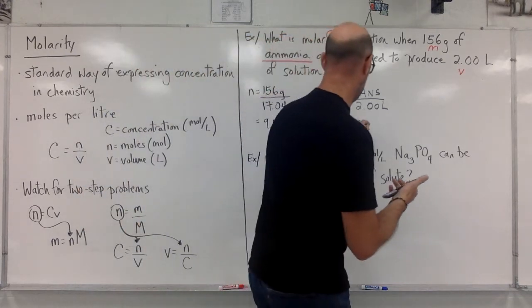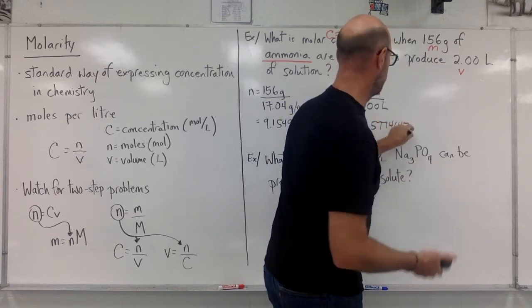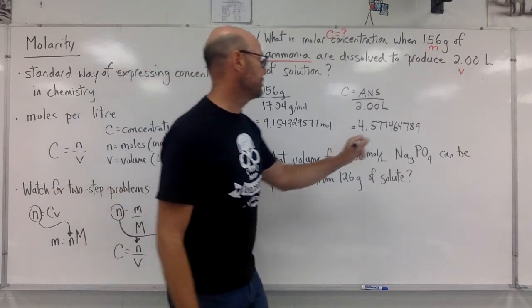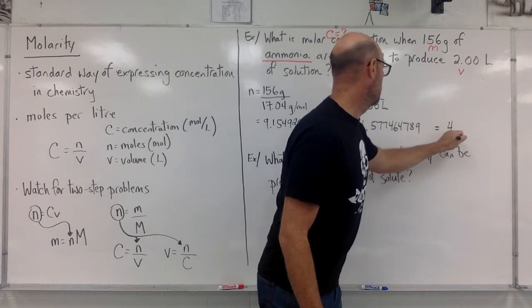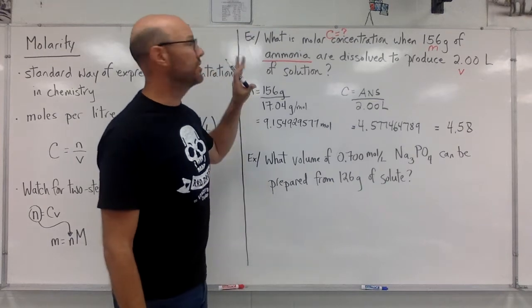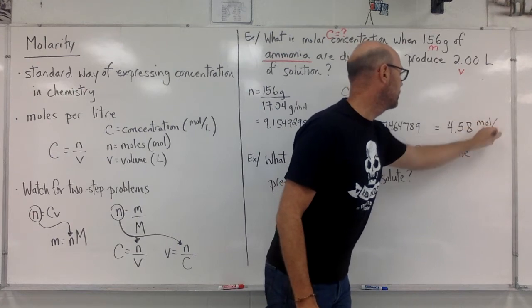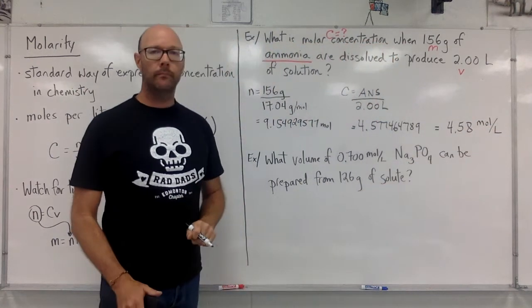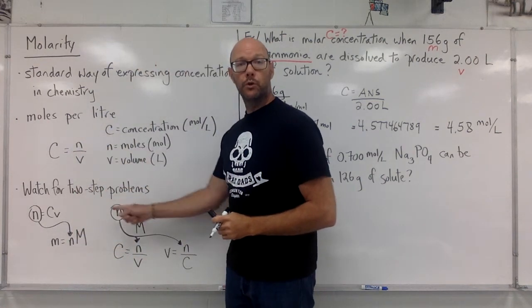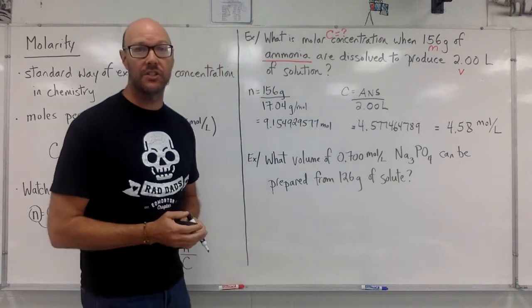We end up with 4.5774644789, which we need to round off to 3 significant digits, which equals 4.58. 4.58, it rounds up. And this is the molar concentration, 4.58 moles per liter. First, we did mass over molar mass to find the moles. We carried our answer forward, divided by the volume, and paid attention to our significant digits and units.